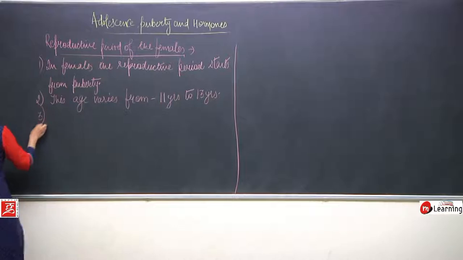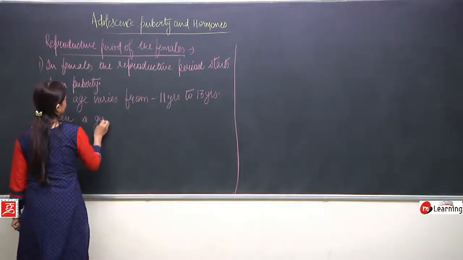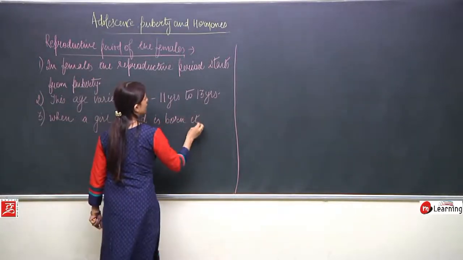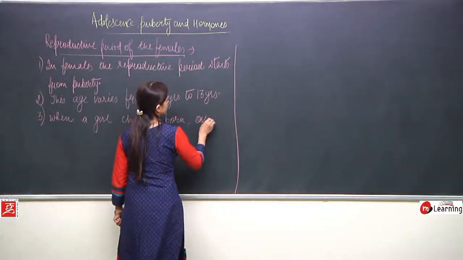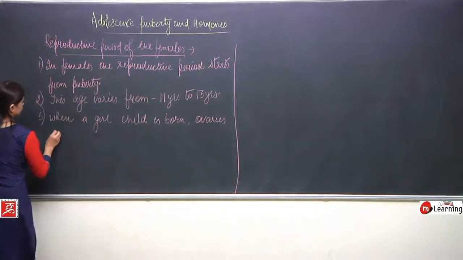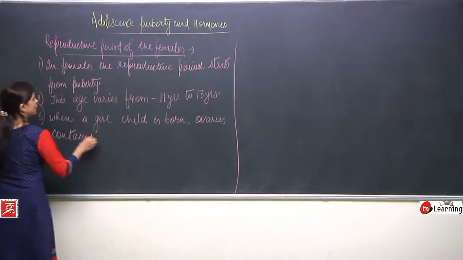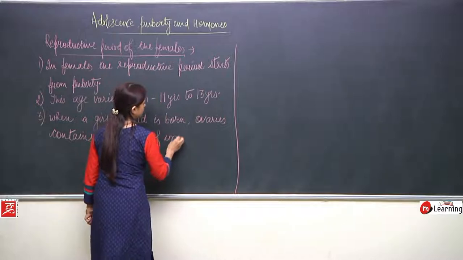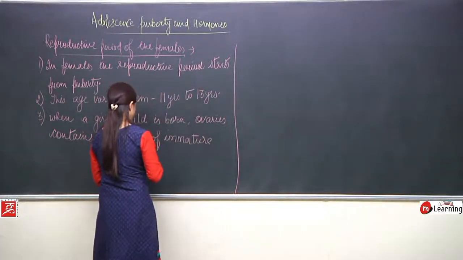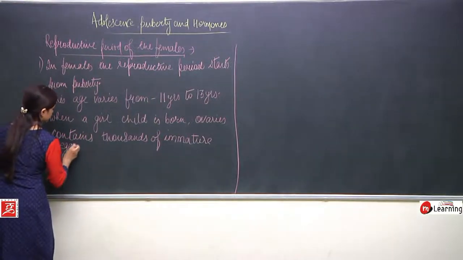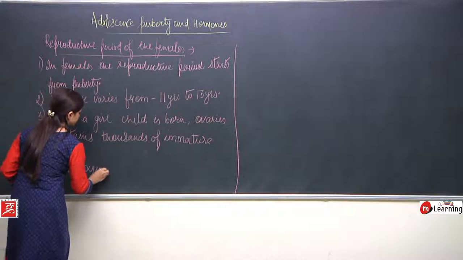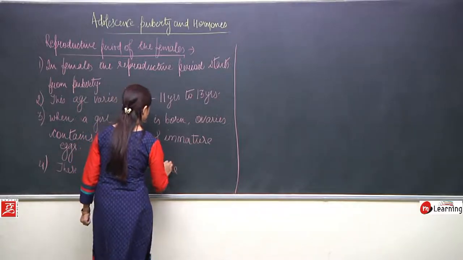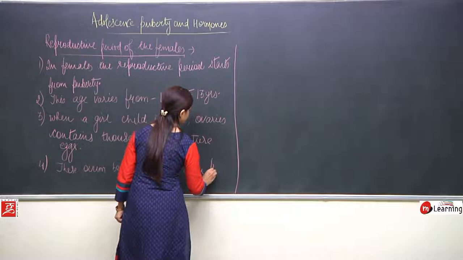Okay, now when a girl child is born, its ovaries contain thousands of immature eggs. These ovum begin to mature after puberty.